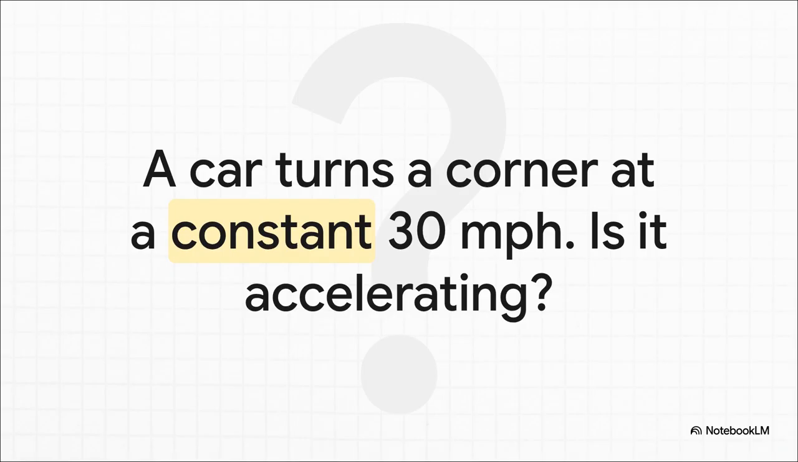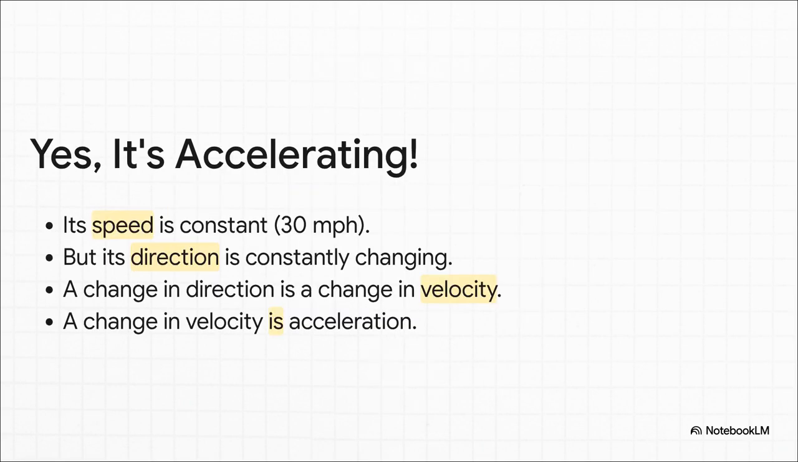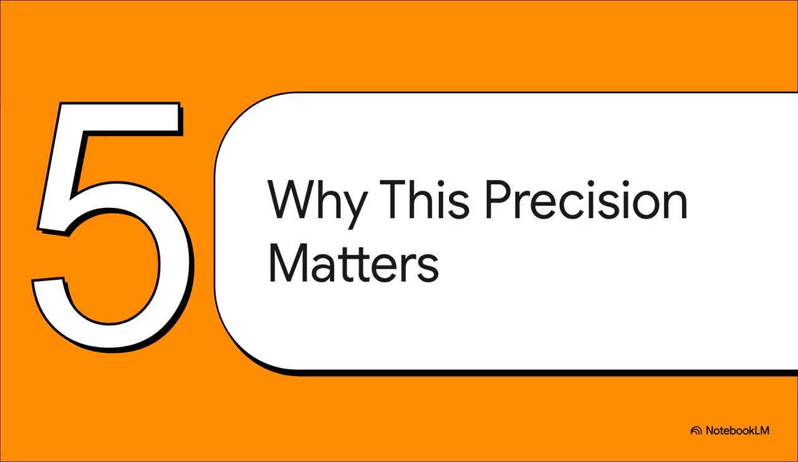Okay, quiz time. This is a classic physics question, so let's see if we can nail it. You have a car, it's turning a corner, and the speedometer is locked, rock solid at 30 miles per hour. So, is that car accelerating? What do you think? And the answer is a big yes. It is absolutely accelerating. And this is the perfect example of why this all matters. The car's speed isn't changing, that's true. But as it turns that corner, its direction is changing every single second. And what do we know? A change in direction is a change in velocity. And any change in velocity is acceleration. Boom!